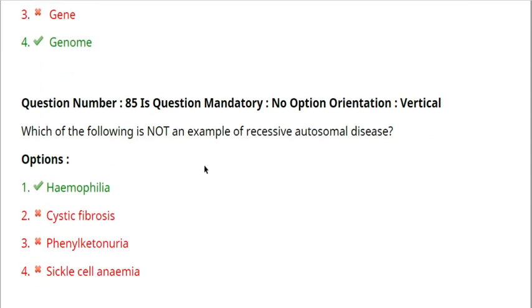Which of the following is not an example of recessive autosomal disease? Cystic fibrosis, phenylketonuria, and sickle cell anemia all belong to autosomal recessive diseases, whereas hemophilia belongs to the X-linked recessive pattern, which means the abnormal gene responsible for causing hemophilia is carried by the X chromosome.